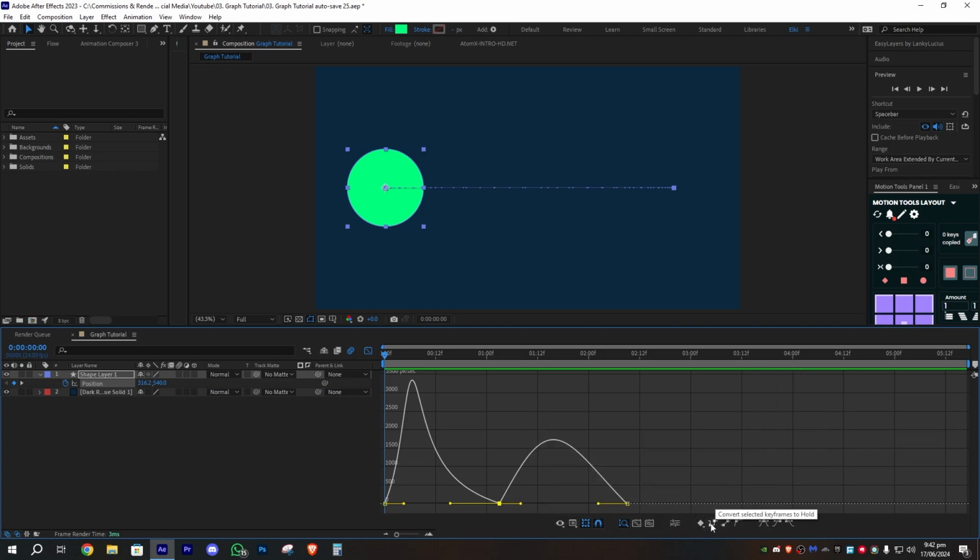I don't know what to call it. This one will convert the selected keyframe into a hold keyframe. This one will convert it into a linear keyframe. This one will convert it into an auto Bezier keyframe. This is to easy ease the keyframes, easy ease in and easy ease out.